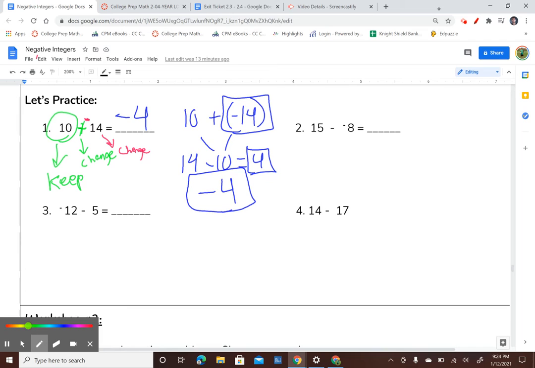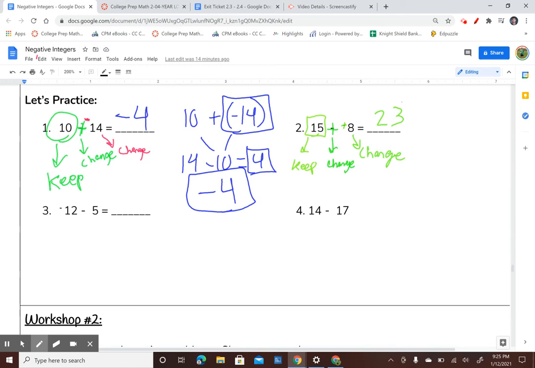So again, we're going to keep our first number, and then we're going to change our subtraction sign to an addition sign. And so therefore we have to also change the sign of our number that follows it. So we're going to change the subtraction to addition. So subtracting a negative number is the same thing as adding a positive number. 15 plus positive 8 gives me 23.